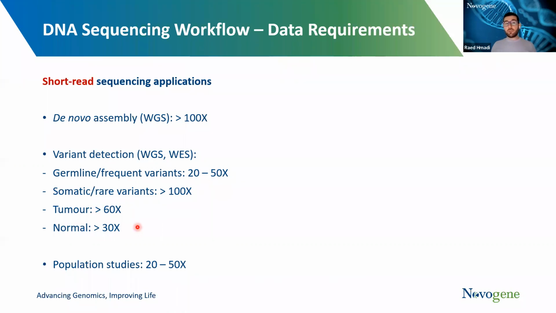In case you decide to use short-read sequencing applications for population studies, then in this case, you might need something between 20 to 50x of coverage.